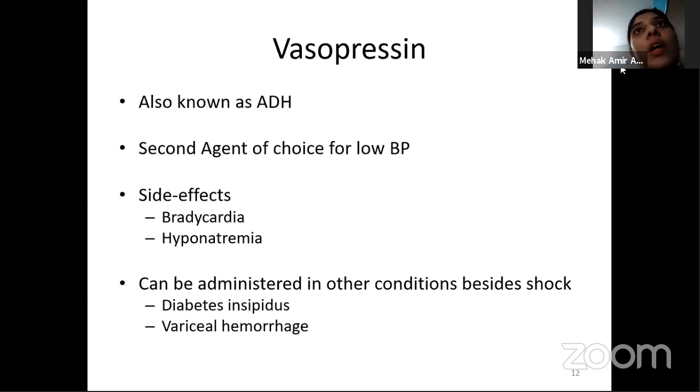It is the second choice of drug for low BP, and it helps in vasoconstriction without increasing the heart rate or the contractility, without increasing the pumping ability. So it is a good drug if the patient has tachycardic issues. Side effects are hyponatremia and bradycardia, so you need to consider the urine output whenever vasopressin is there. You need to see the urine output very closely, and you need to monitor the patient's sodium level also.